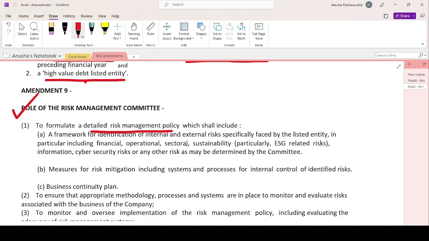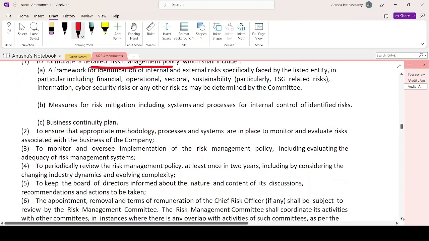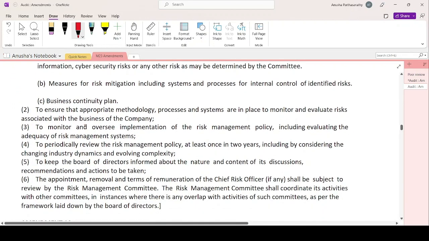Business continuity plan. The second point would be to ensure the appropriate methodology, process, and systems are in place to monitor and evaluate the risk of the business of the company. I have to check whether there are appropriate methods to mitigate or monitor the risk. Monitor and oversee the implementation of the risk management policy, including evaluating the adequacy of the risk management system. To periodically review: is only design and implementation enough? No, I have to review and recheck, right? So periodically review the risk management policy at least once in 2 years.